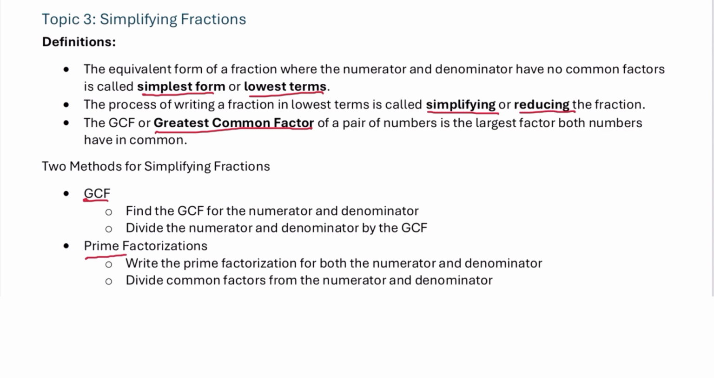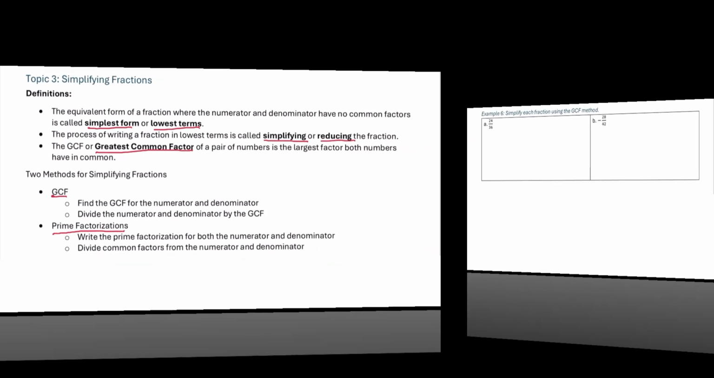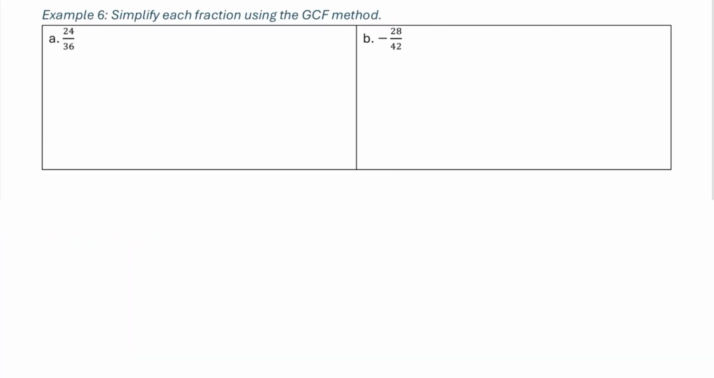Then there's also prime factorization. We write the prime factorization for both the numerator and denominator and then divide common factors from the numerator and denominator. In this first example, we'll use the GCF method. It's easiest to list the factors first.